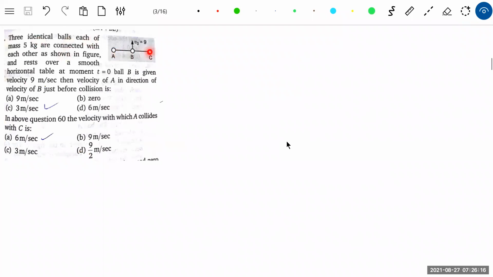Three identical balls are there. I have a diagram here. Okay, this one. The A, B, C identical balls, and the ball B is given velocity V naught. They are lying on a smooth horizontal surface. So what about the other balls? They are at rest. We are projecting.